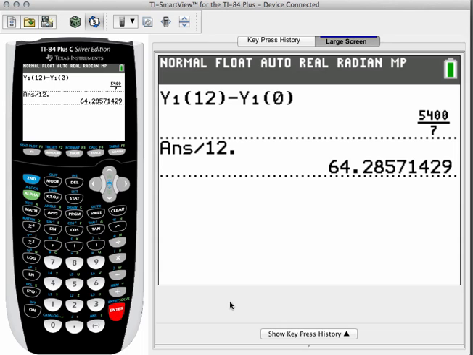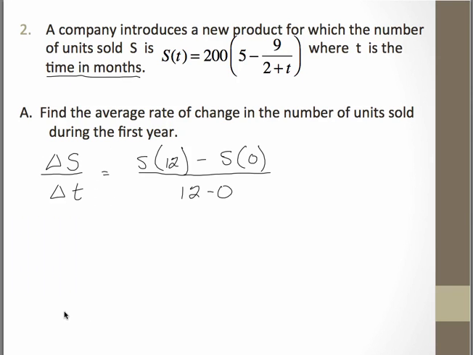So what we have here, let's go back, is that this is equal to 64.286. And that would be units per month. So this is telling us, since it's positive, the rate of change is obviously increasing at a rate of just over 64 units per month. So that's a good thing. It means they're selling more and more every month. So that's, I'm sure, what they want to have happen.